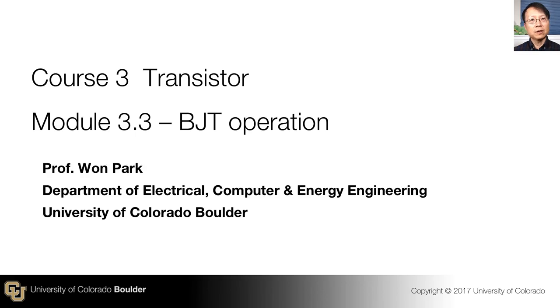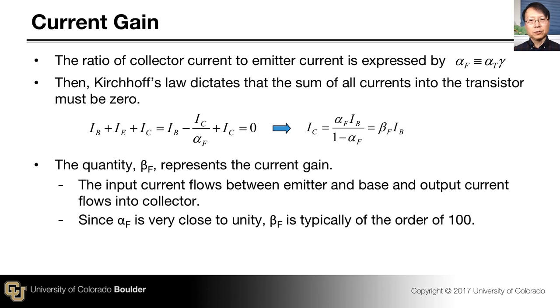In this video, we will discuss bipolar junction transistor operations. So continuing our discussion from the previous video, where we defined and calculated the base transport factor, alpha sub t, and the emitter injection efficiency, gamma, the total effectiveness of carrier injection from emitter through base and into the collector can be characterized by the product of these two factors.